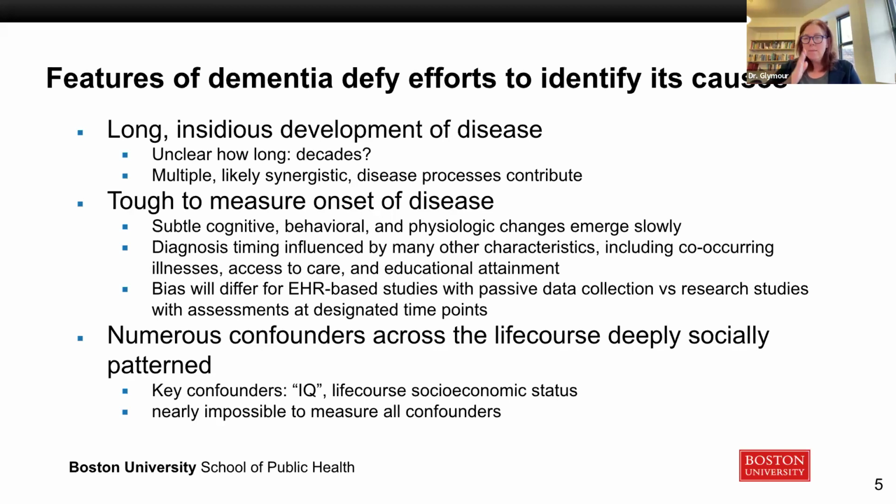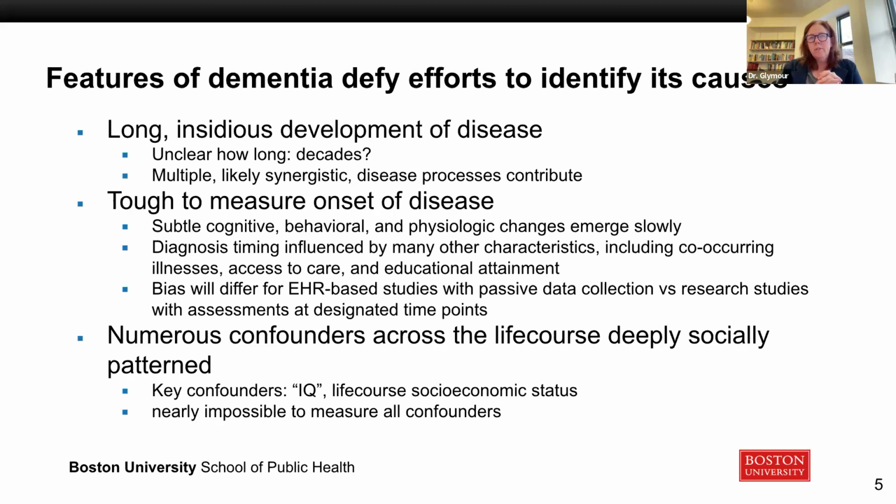The diagnosis timing, so when you actually get a diagnosis, is influenced by many other characteristics, including co-occurring illnesses, access to care, and educational attainment. So as a result of this, the bias that you would see in a research study based in electronic health records or some other sort of naturalistic clinical setting with passive data collection will be quite different than the bias you would expect in research studies with assessments at designated time points. So if you had a cohort where you went out and assessed people every 2 years, that's going to have a very different bias than if you are using data from electronic health records where people come in for care whenever they're so inclined.